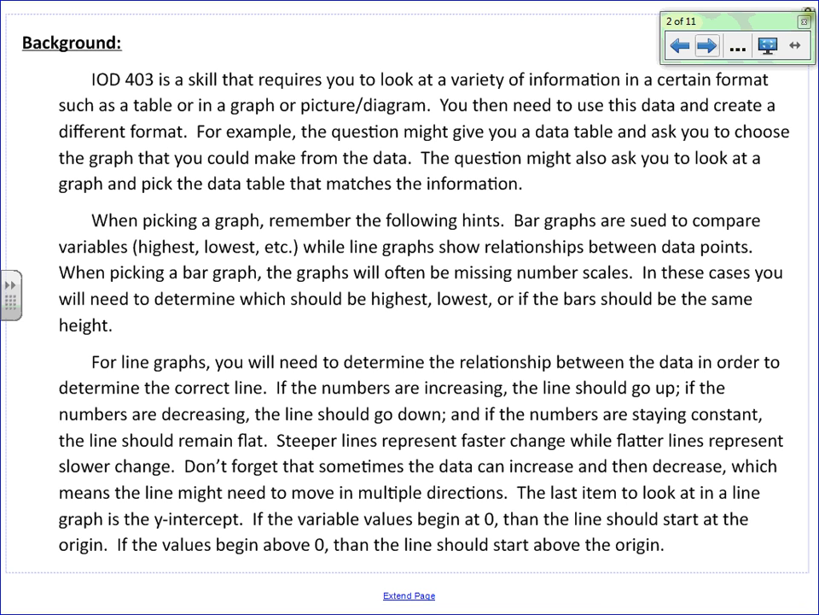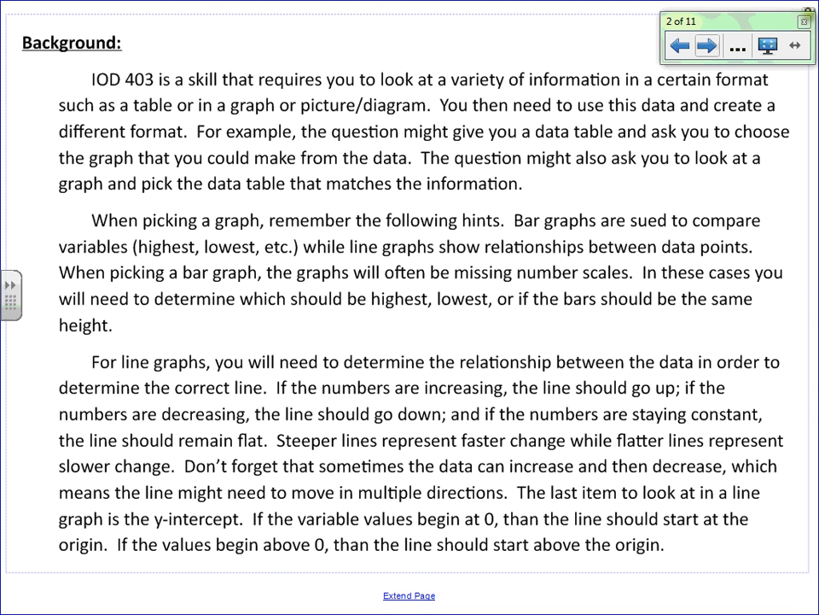A couple of hints that you'll need. When picking a graph, remember the following hints. Bar graphs are used to compare variables, so which one's the highest, which one's the lowest, while line graphs are used to show relationships between data points. When picking a bar graph, the graphs will often be missing number scales. In these cases, you just need to determine which should be the highest and the lowest, or if the bars are the same height.